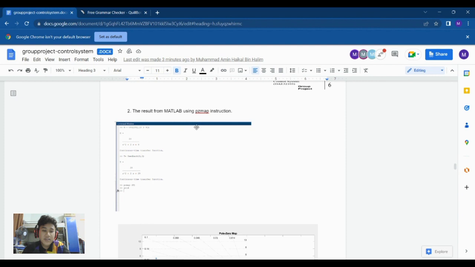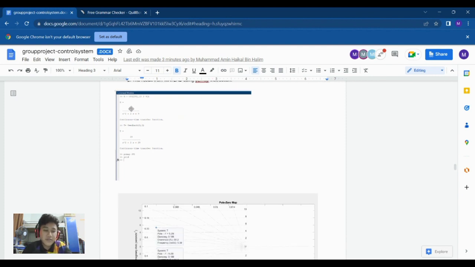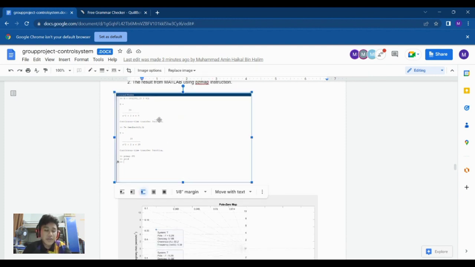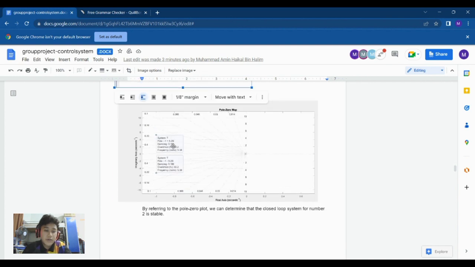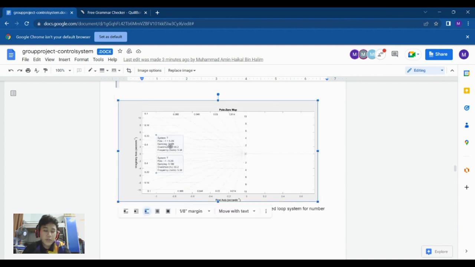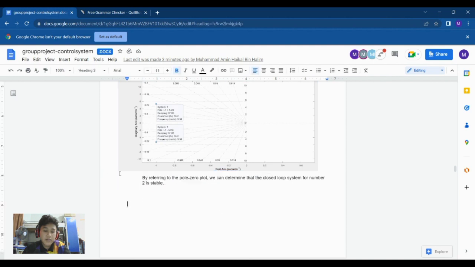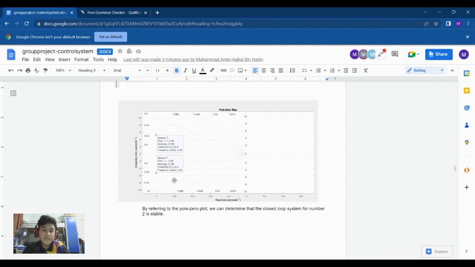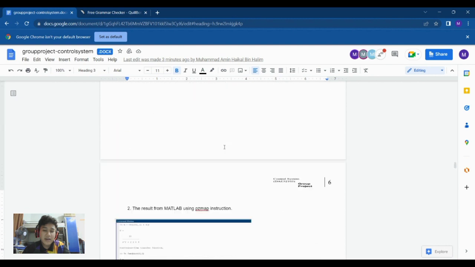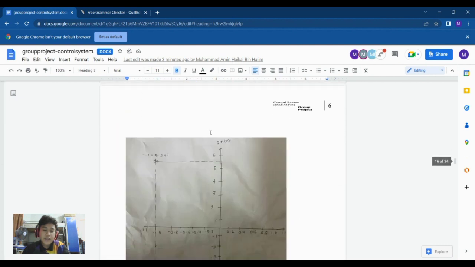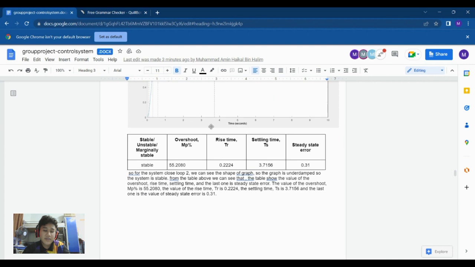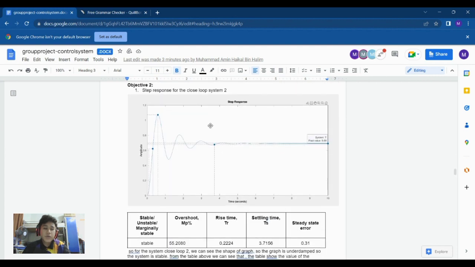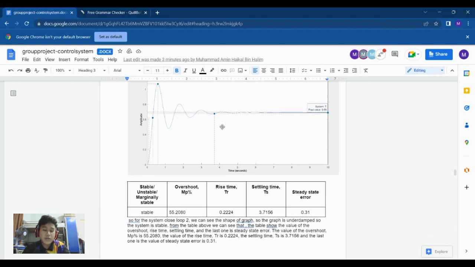So the result from MATLAB using the PZMAP instruction. So this is the command window. So the result from MATLAB is here. So by referring to the pole zero plot, we can determine that the closed loop system for number 2 is stable because it's the same as the mathematical calculation. So it's stable.